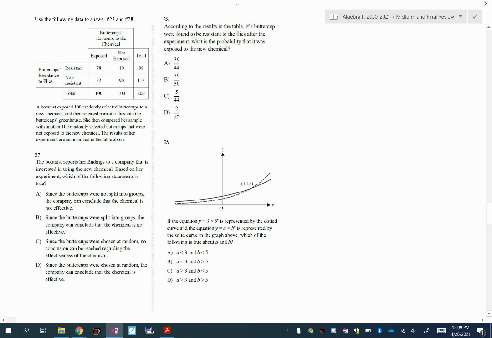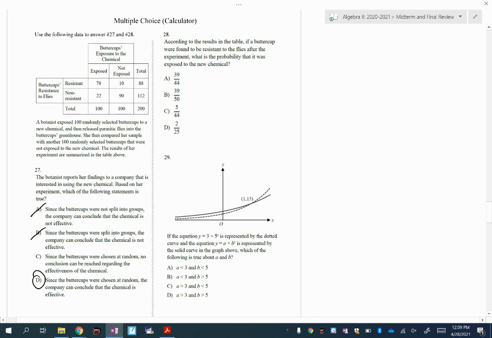Since the buttercups were not split into groups, it looks like they were split into groups. We have 100 exposed to a new chemical and 100 that were not. So I don't know what that means. It's okay to split them into different groups, right? You have a control of not using the chemical. I mean, they're chosen at random. So I'm going to say that they conclude that the chemical is effective if they randomly assign treatments. That's a key thing about experiments. Guys, if they don't have something about randomly assigning treatments, well, then I am worried.